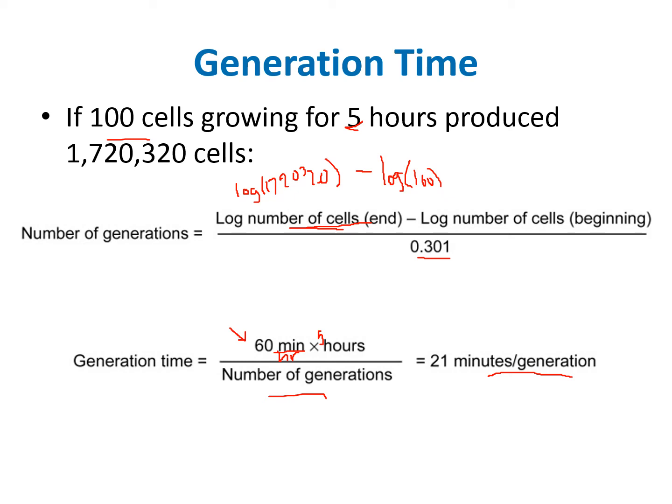I'm going to pause this video, or rather you pause the video, and try working this out. See if you get a number that's similar to 21 minutes per generation. Then join me on the next slide and I'll explain the numbers that you should have gotten and we can compare.